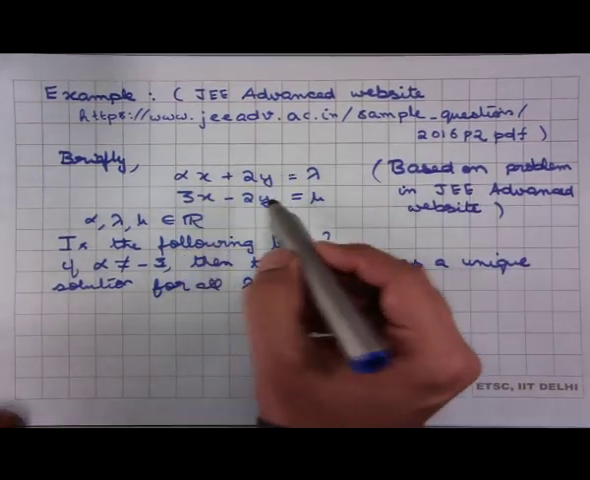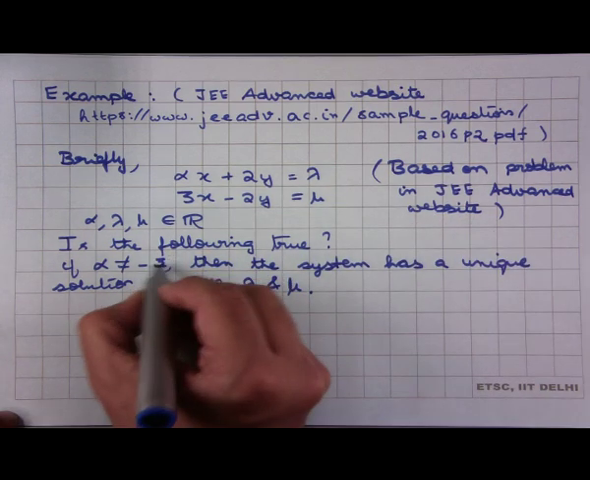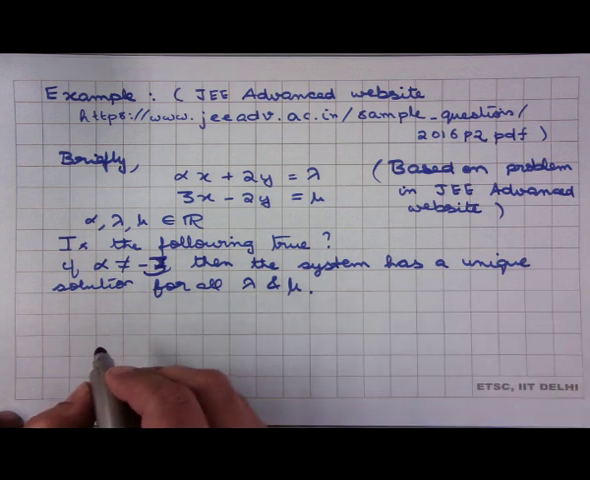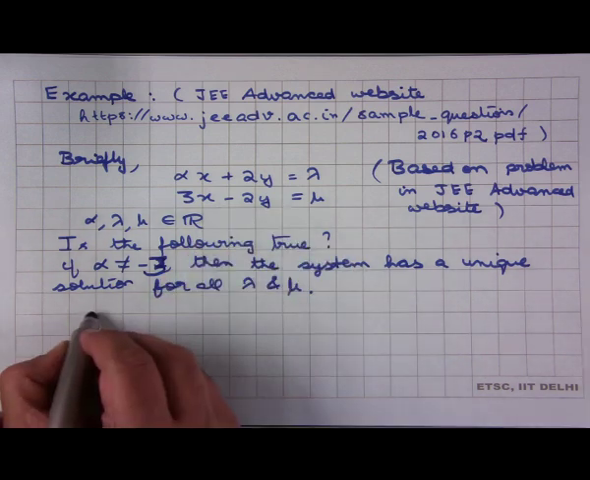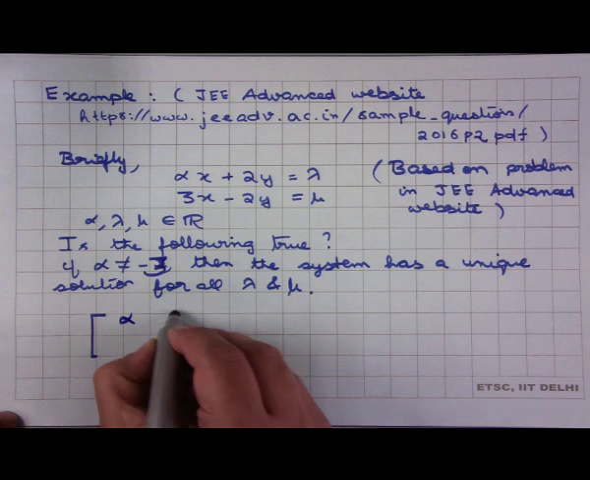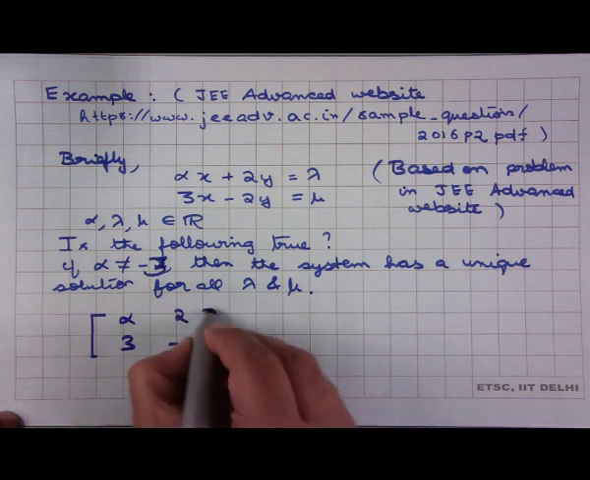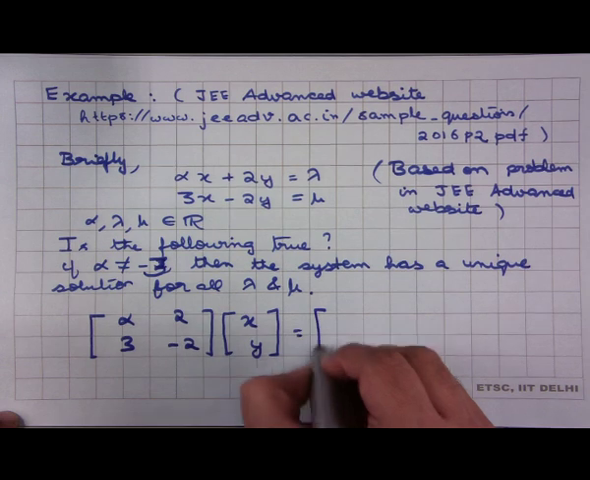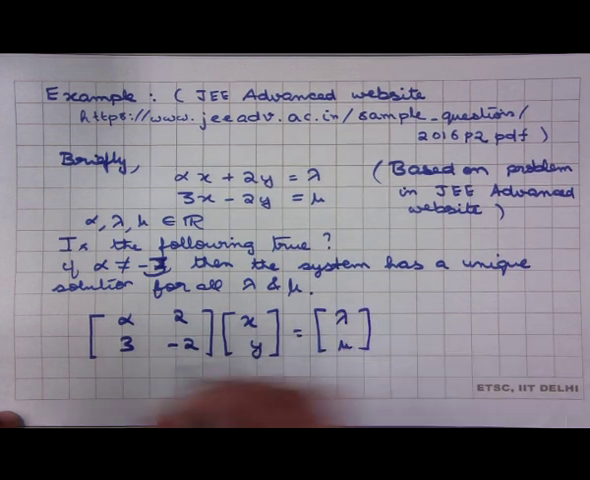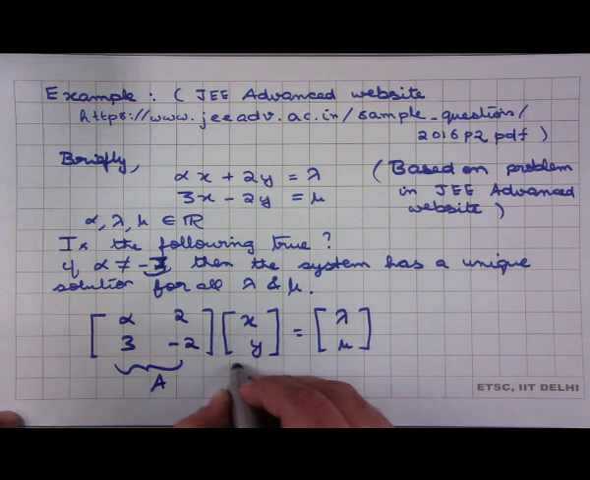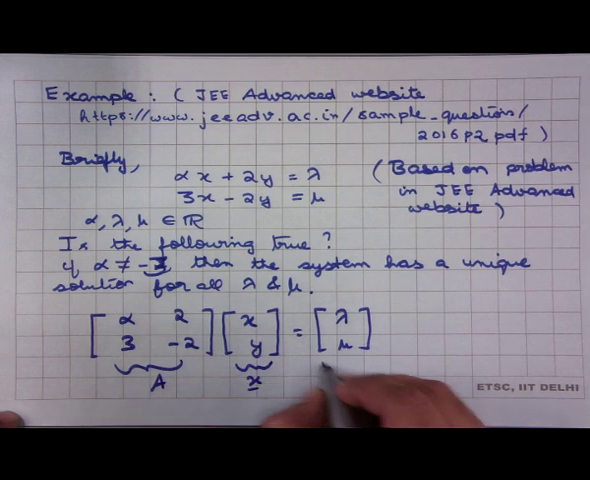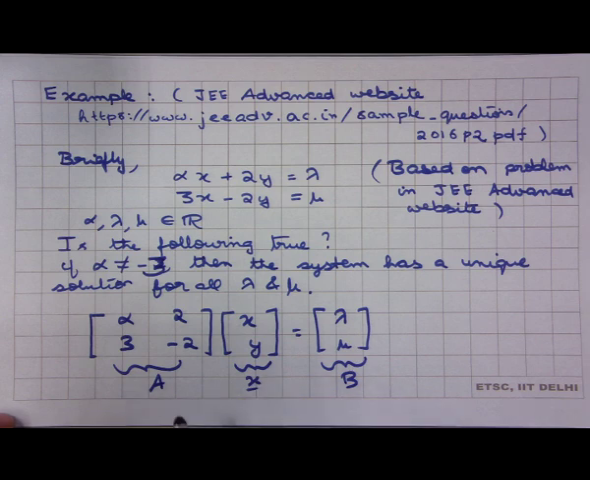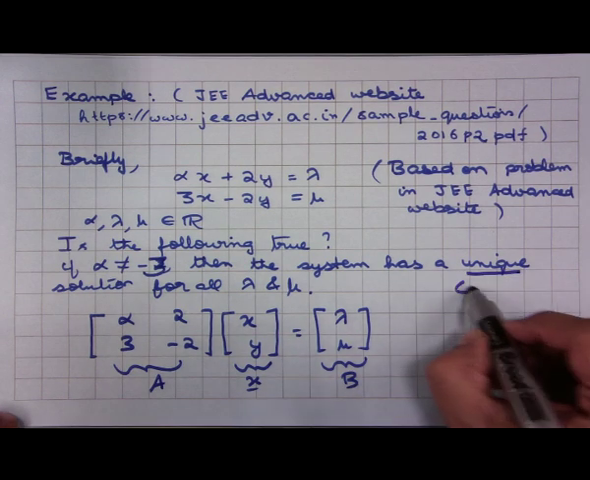So, we have a 2-dimensional system of equations, and we want to know that if alpha is equal to minus 3, then whether it has a unique solution or not. So, how do we find that out? Well, we can easily represent this in terms of a matrix: alpha, 2, 3, minus 2, then x, y, then we have lambda, mu. So, in our notation, this is the matrix A, this is the matrix x bar, and this is B, and what we want to check is whether it has a unique solution. So, by unique we mean only one.